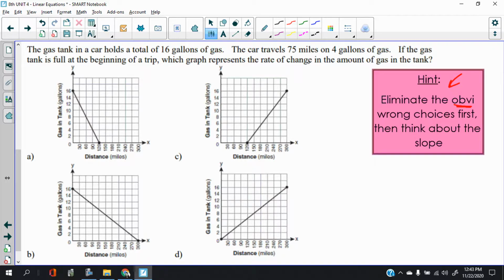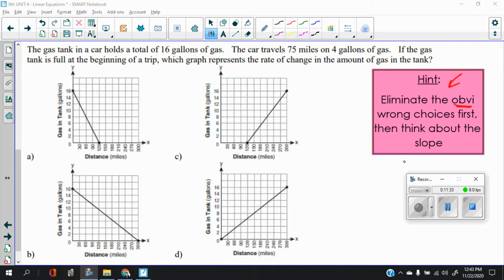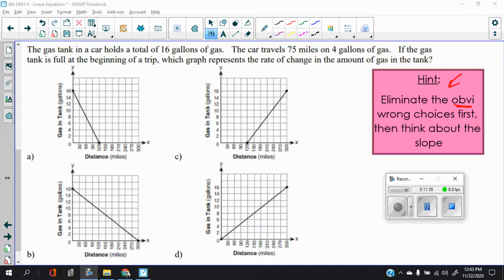Okay, now, I'm going to let you try this one on your own. All right? And let you really think about this one. So press pause right now, and then when you come back, we'll go over the question together. Okay? So press pause right now.